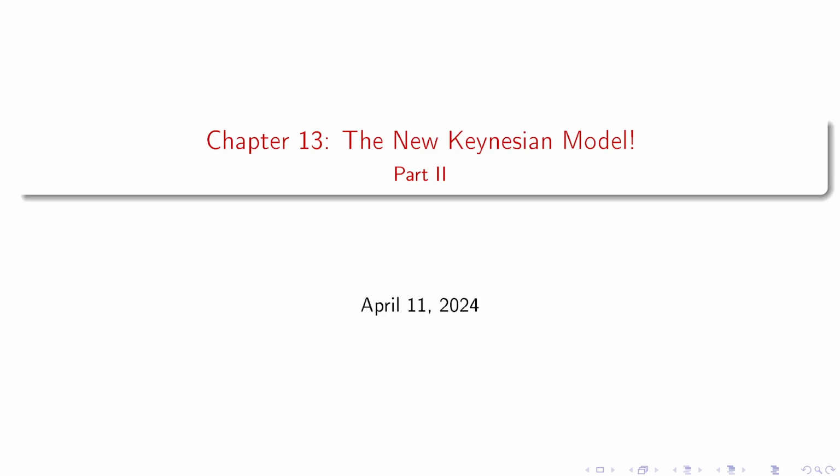Okay, so we just wrapped up part one of the new Keynesian model. Now we're on part two. In the last lecture, we went through some of the micro foundation setups, and we spent a majority of our time talking about the nominal rigidities, or the fact that prices are slow to adjust. That slow adjustment process in prices is what leads to an upward sloping aggregate supply curve.